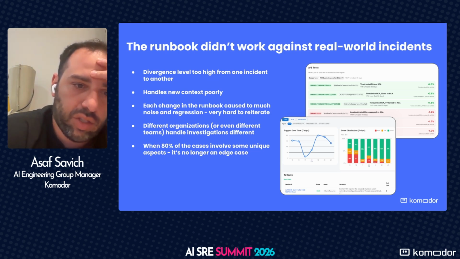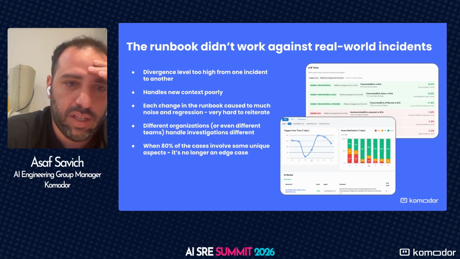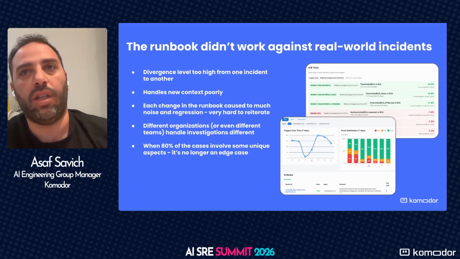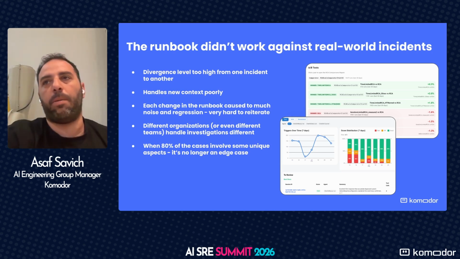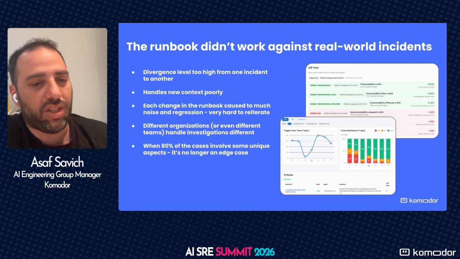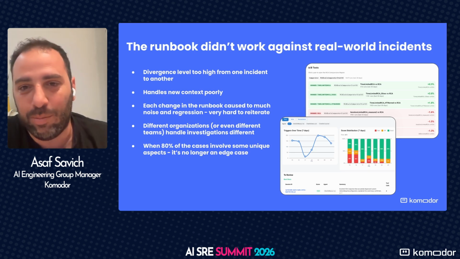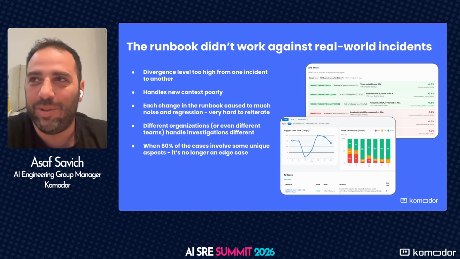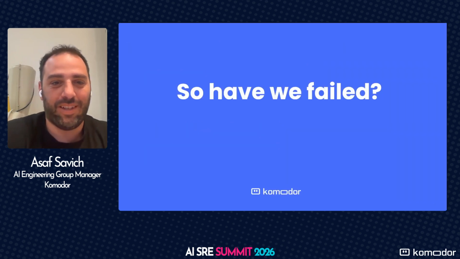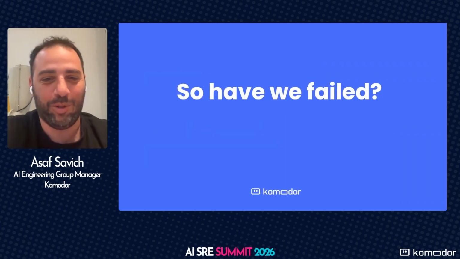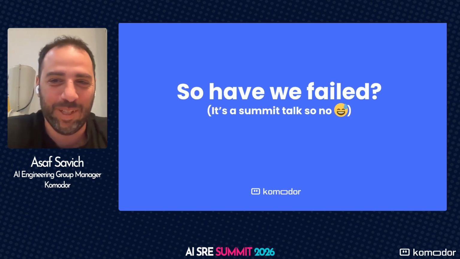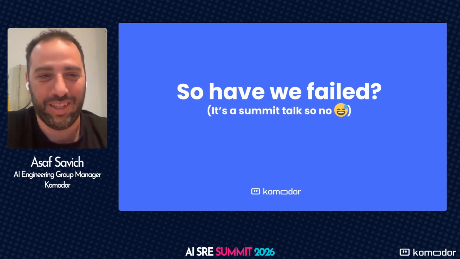As we said, different organizations or teams handle investigation differently. And we had this kind of practice where we said, okay, it doesn't fall easily under the runbooks, it's probably an edge case. So we marked it as an edge case, and then we had another edge case and another edge case, and then we understood that 80% of the cases are edge cases, so we are doing something wrong, right? So the next question to be asked is, have we failed? It's a good question, right? So it's a summit talk, so we can't say we have failed, but we have learned a lot of things, of how not to do things, right?